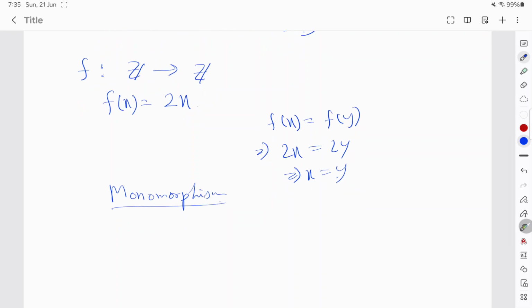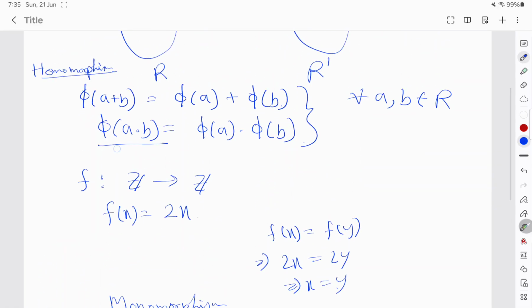Another example, if you think about the map from Z to Z such that f x is equal to minus x, you will see this does not satisfy the property, so that's why this is not a homomorphism. This type of thing we have already discussed.